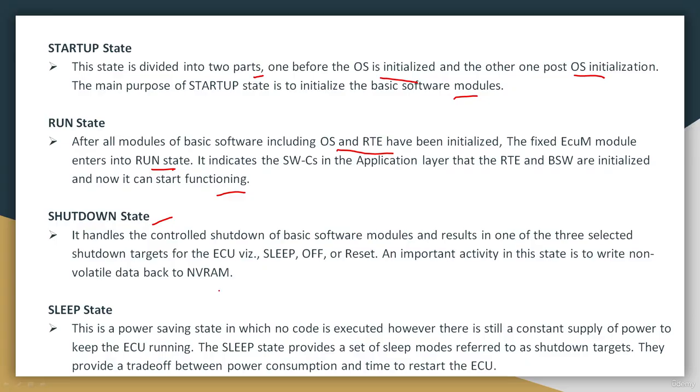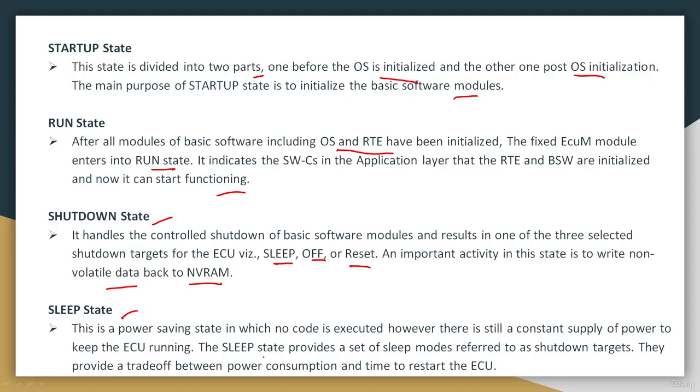Shutdown state. It handles the controlled shutdown of basic software modules and results in one of the three selected shutdown targets for the ECU, that is sleep, off, or reset. In these positions, the shutdown state is entered. An important activity in this state is to write non-volatile data back to NVRAM because we have certain critical data that needs to be stored when power is turned off. During this shutdown state, this data gets written into memory.